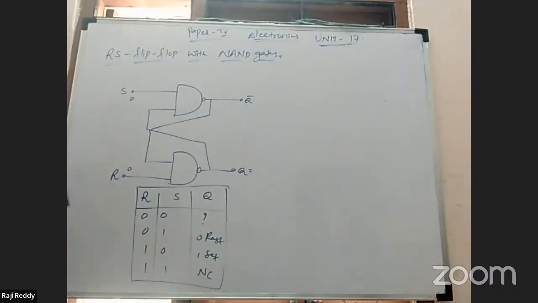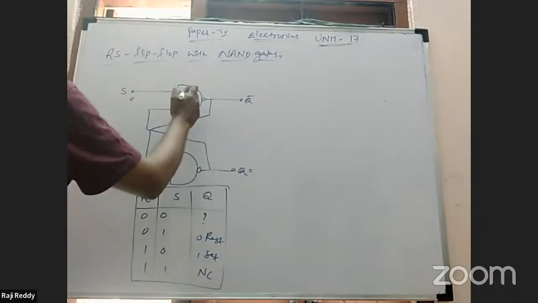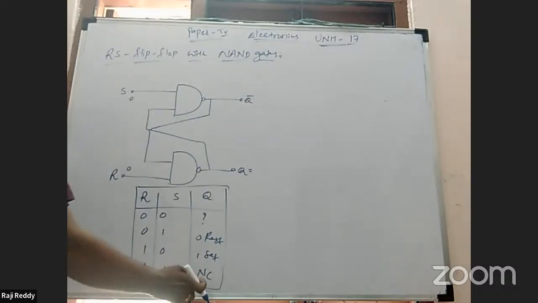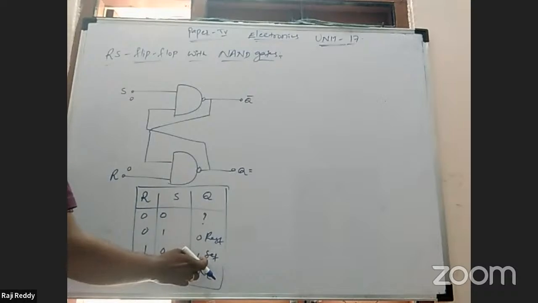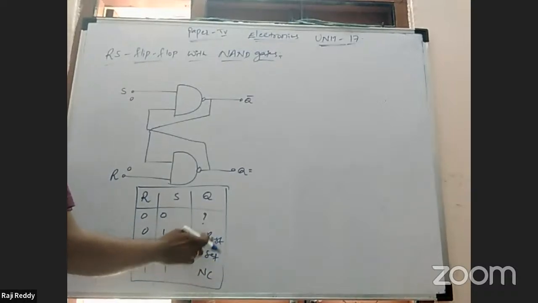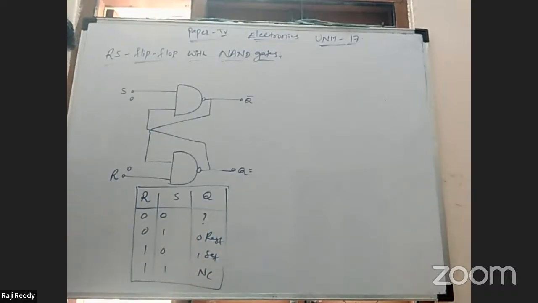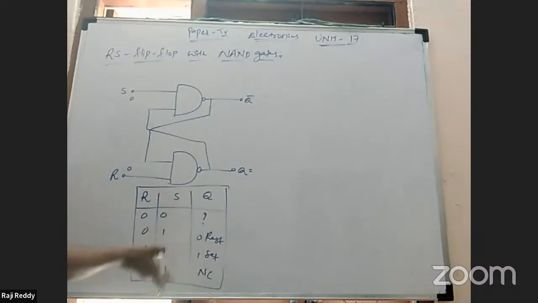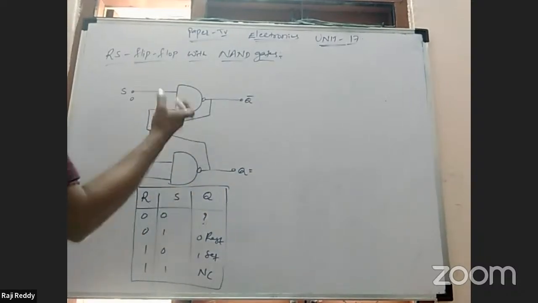Similarly, next RS flip-flop with NOR gate. Then the gate will change. Instead of NAND, we'll get NOR. In that condition, we'll get quite the reverse order. When 0, 0 condition, no changes. Then next set condition first, reset condition next, then prohibited condition. With the NOR gate, for the same input combination, the output value will be in reverse order. NAND gate is in this way, NOR gate is the opposite.